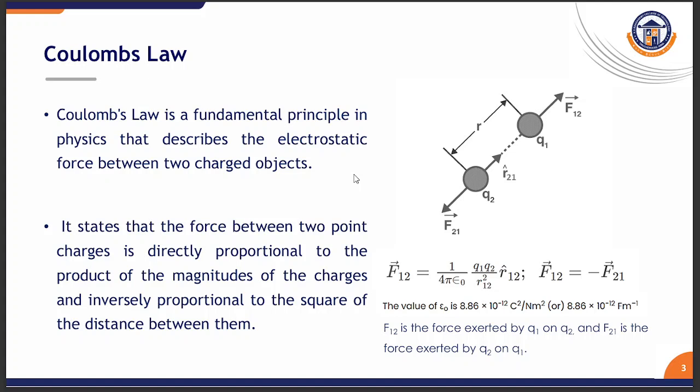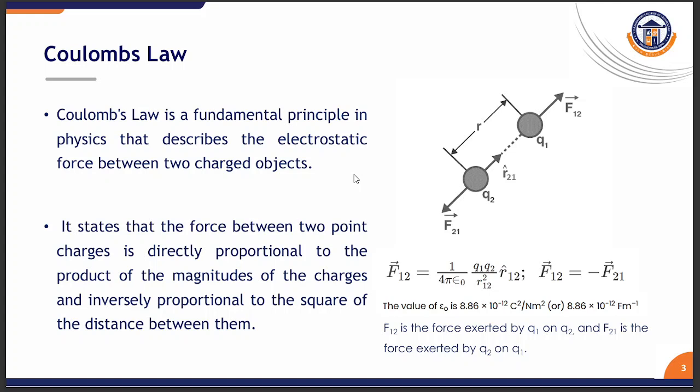It is given by F12 vector equals 1 divided by 4 pi epsilon naught, Q1 Q2 divided by R12 square, R12 vector. Here the force F12 vector will be opposite to the F21 vector. Here epsilon naught is 8.86 × 10^-12 C² N^-1 m^-2, or 8.86 × 10^-12 F m^-1. F12 is the force exerted by Q1 on Q2, and F21 is the force exerted by Q2 on Q1.